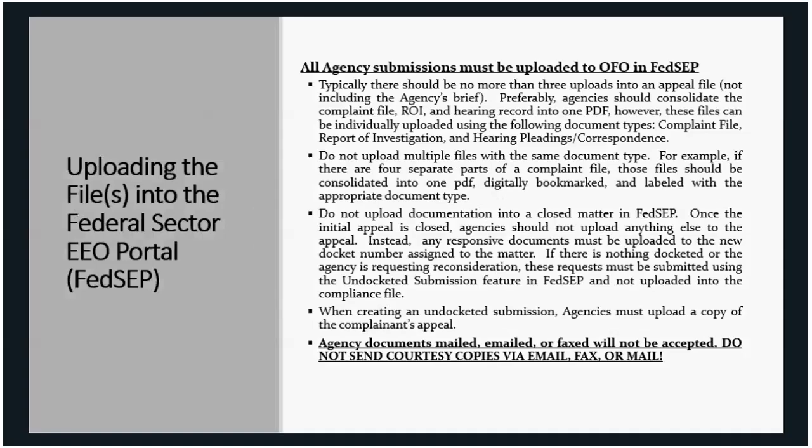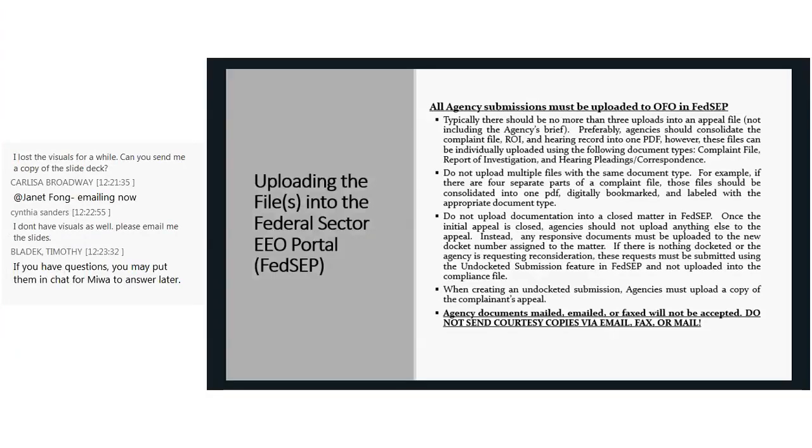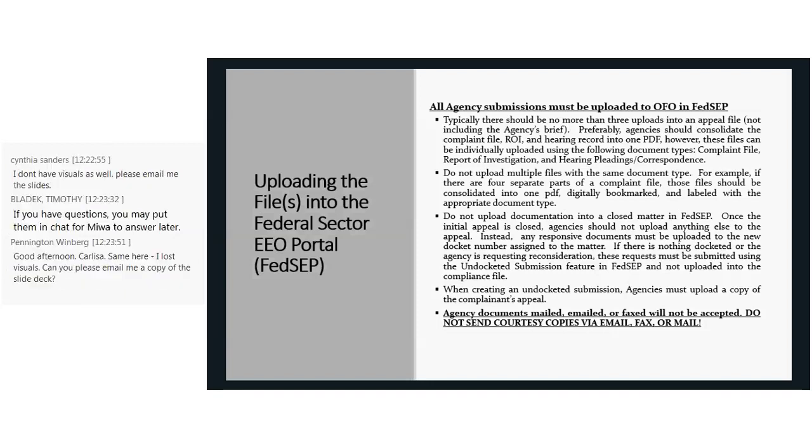If there's nothing docketed or the agency is requesting reconsideration, these requests must be submitted using the undocketed submission feature in FedSep and not uploaded into the compliance file either. When creating an undocketed submission, agencies must upload a copy of the complainant's appeal. Oftentimes, the agency will upload everything but the complainant's appeal request. If the appeal is not docketed, that most likely means our office did not receive a copy of the appeal.